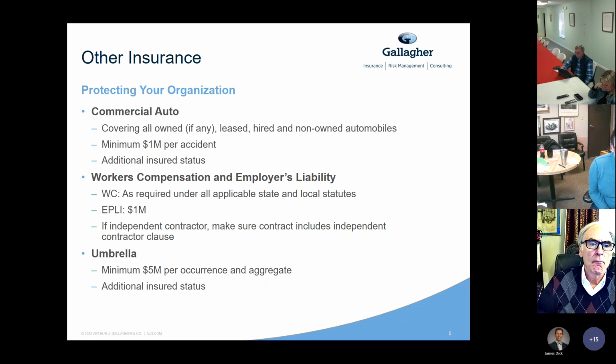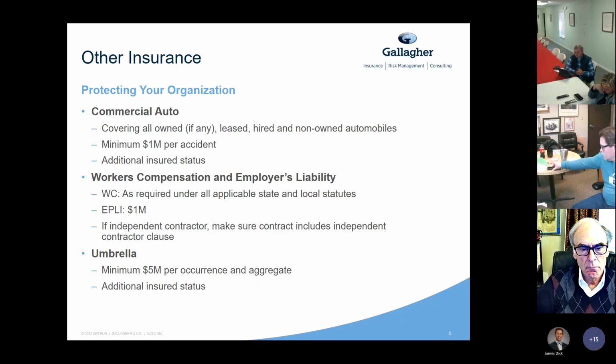And then the other one is, of course, workers' compensation and employer's liability. If a contractor or a subcontractor's employee gets hurt on the project, it should be covered by workers' compensation. Most states require employers to have workers' compensation to cover employee injuries. But if an employer does not have a workers' compensation policy, it can fall back onto you as the owner.